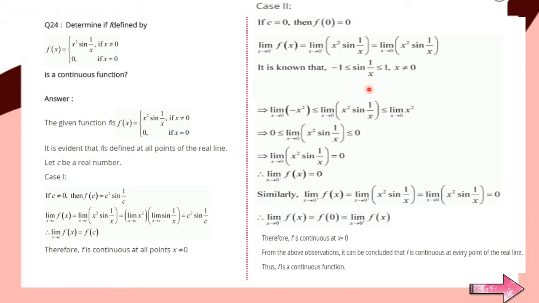Now we know that the value of sine lies between minus 1 to 1. Here, what are we doing? We are multiplying with x square on all the sides and we are applying the limit x tends to 0. So it will be 0 less than or equal to the limit x tends to 0 of x square sine 1 by x, less than or equal to 0.